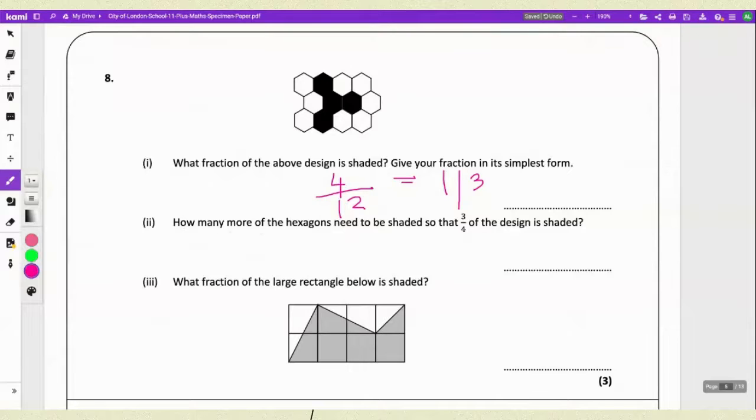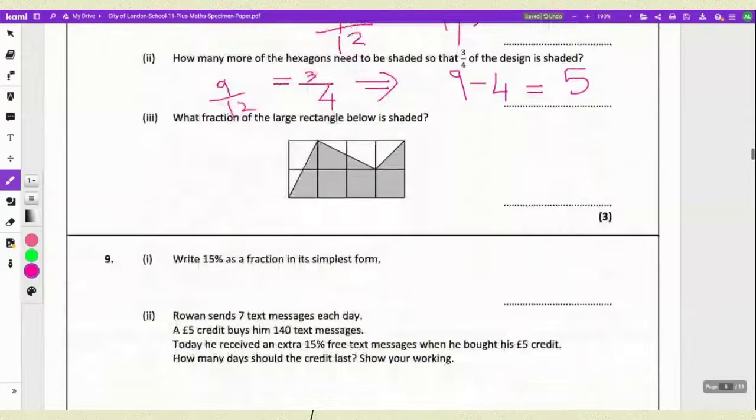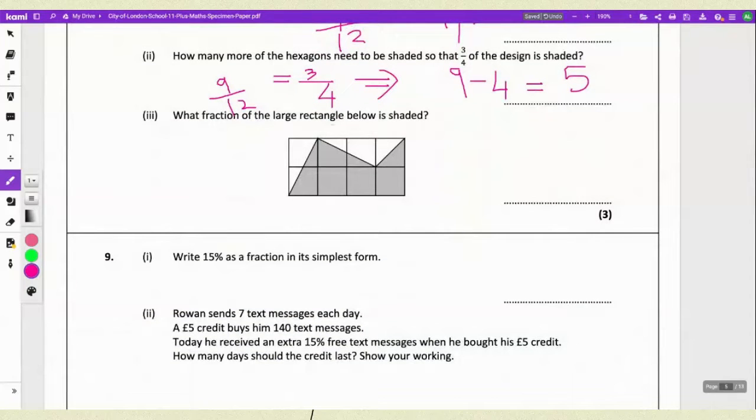And the next one is saying how many more of the hexagon needs to be shaded so that 3/4 of the design is shaded. So you know that that's 9 over 12. That will give you 3 over 4. And both of them, then you have to minus it. This is the main part, which none of you do. 9 minus 4. That gives you guys 5. That's your answer.